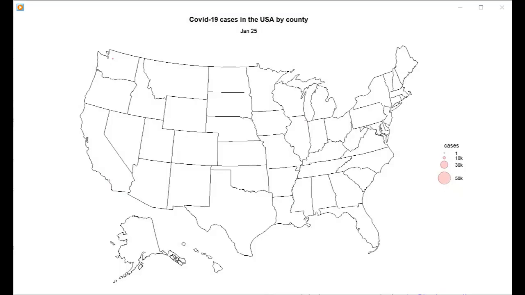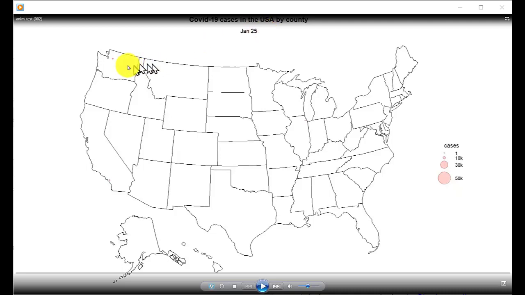Okay, here we are with this growth and spread simulation of COVID-19. We start on January 25th. Here is a point of a case for COVID-19. You can see the small red dots are 1. This is 10,000, 30,000, and 50,000 for the bigger bubbles. Alright, so let's get this thing started.